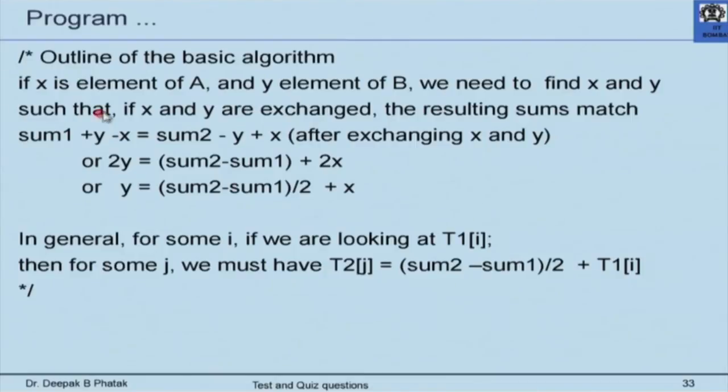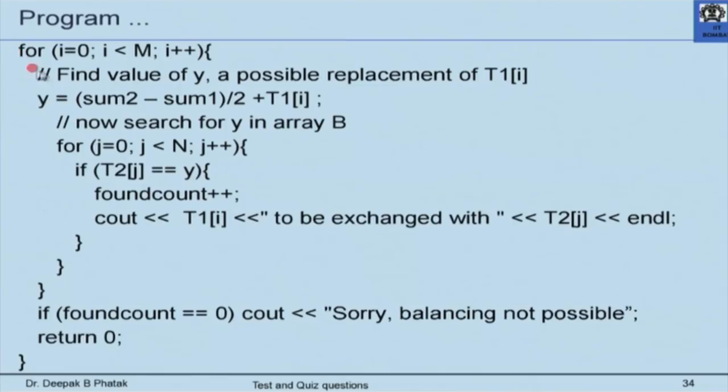So as I said, the rest of it is fairly straightforward. I run an iteration i equal to 0 to m minus 1, find the value of y, which is a possible replacement of t1[i]; y is equal to this. Now search for y in array B. I search like this. If I find something, I set t1[i] to be exchanged with t2[j]. Please notice that this loop still keeps running, and it actually finds all possible pairs, although that is not exactly asked for. However, if nothing is found, my found count, which will increase every time a pair is found, will remain 0, and I'll say sorry, balancing not possible.